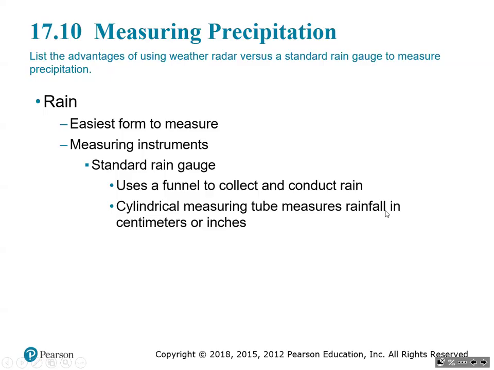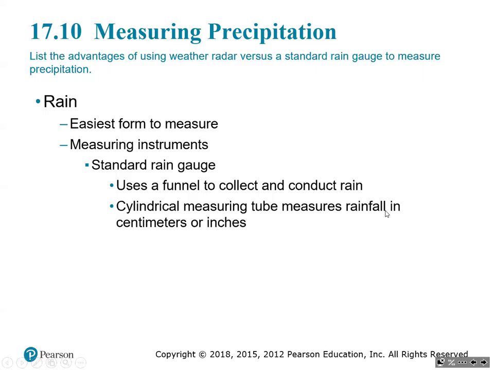Now, for actual meteorological instruments, they use something called a standard rain gauge. A standard rain gauge is a tube with a funnel on top. It's not that much more complicated. So if you buy a cheap rain gauge at a garden store or something, it's just a tube. And it fills up and you measure how much.